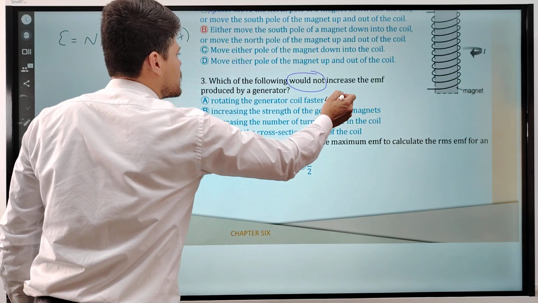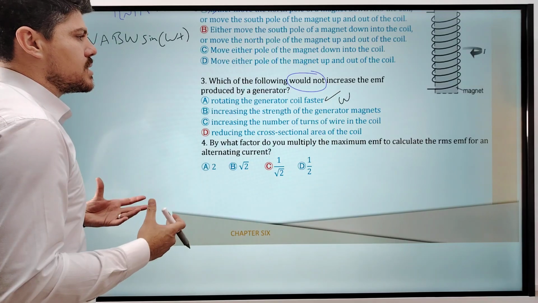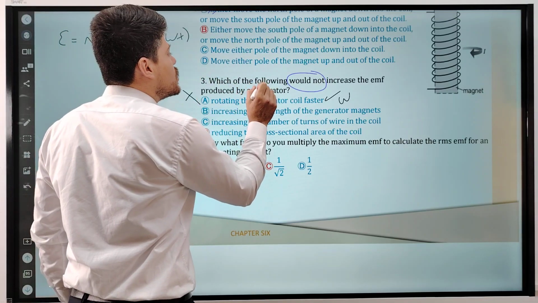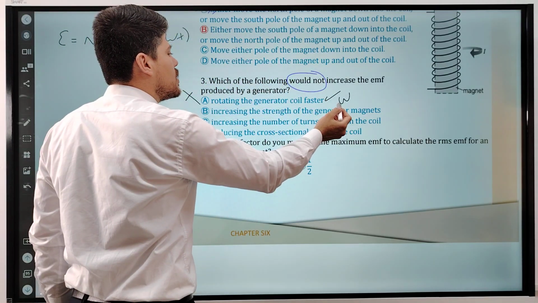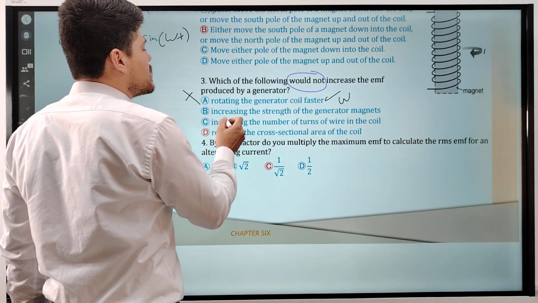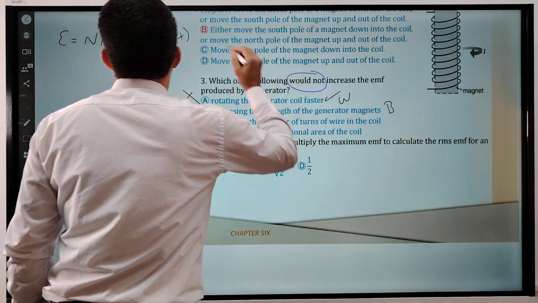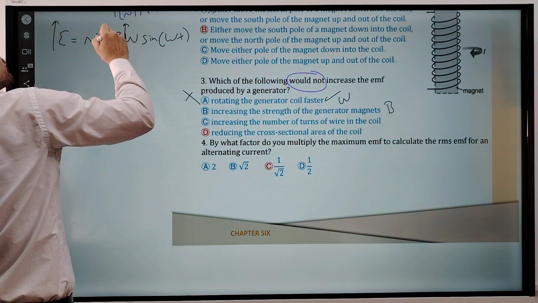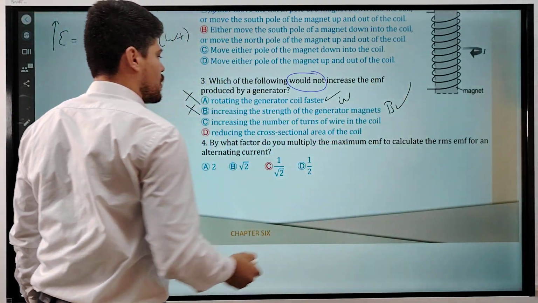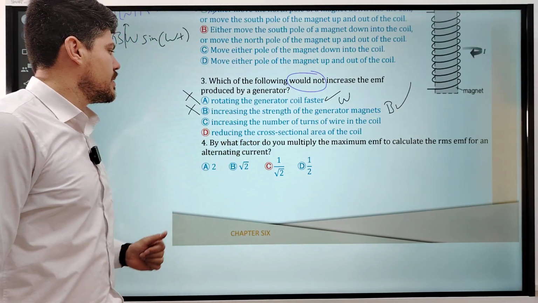Rotating the generator coil faster, it means that omega? No. By increasing the omega, the EMF increases. So that is why A is incorrect, because this question said which of the following would not increase. By increasing omega, will the EMF not increase? No, it will increase. B, increasing the strength of the generator magnet, increasing the magnetic field. By increasing omega it is increasing, and by increasing the magnetic field the EMF also increases. So that is why B is also wrong. By increasing B, the EMF will not decrease, it will increase.